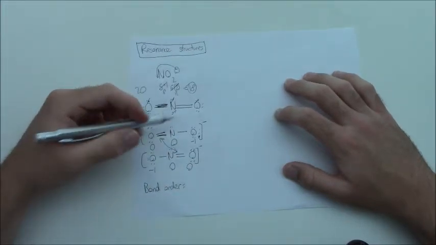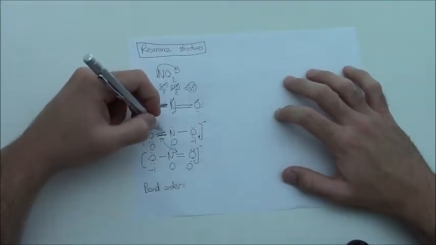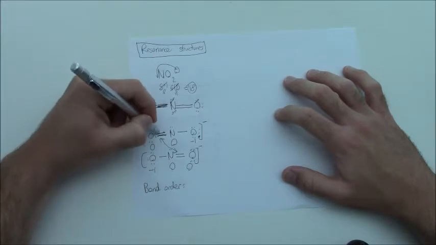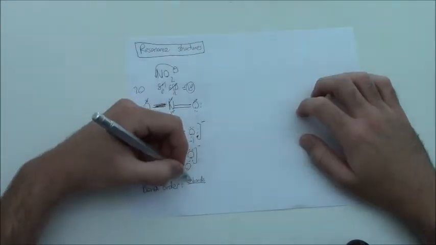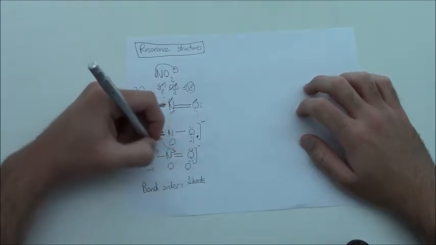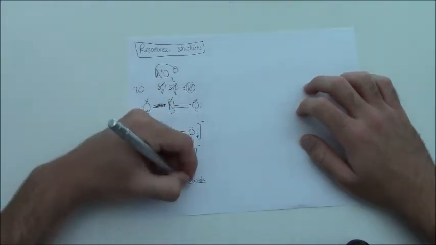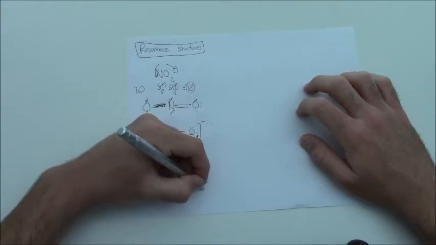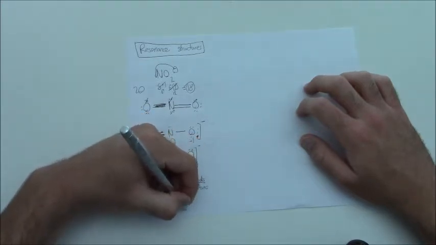So bond order is the number of bonds. So let's count 1, 2, 3. So 3 bonds divided by the number of non-central atoms, or the atoms around the central atom. So we have 1, 2, 2 atoms. This gives us a bond order of 3/2.